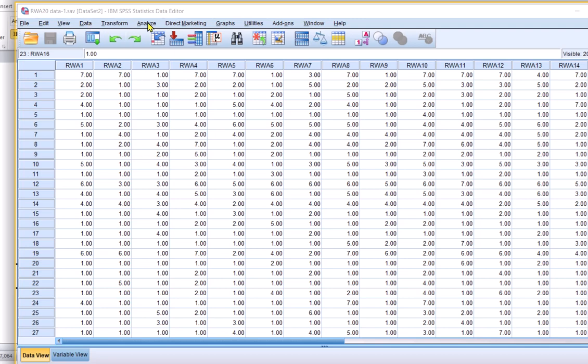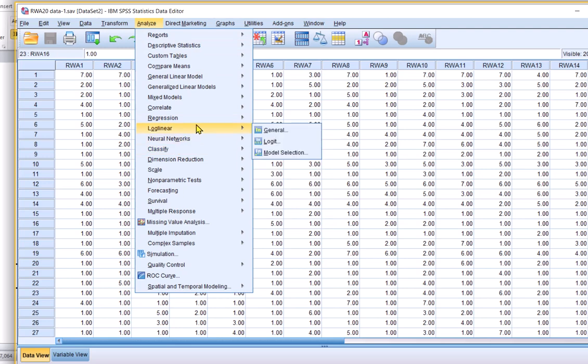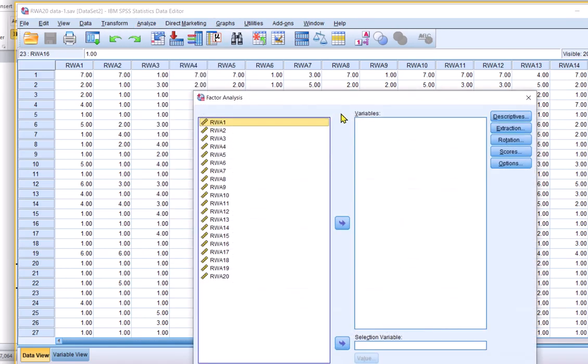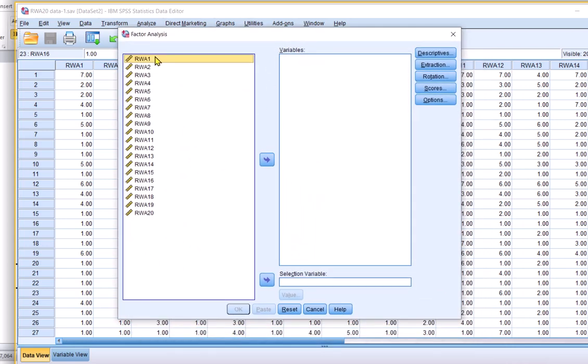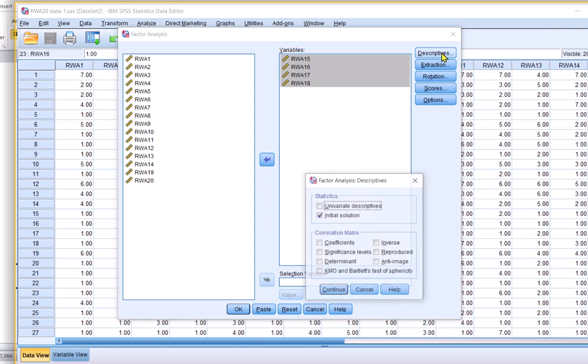So here's my data set, and to do a factor analysis, I open my Analyze menu, scroll down to Dimension Reduction. That's the option for factor analysis, and here's the factor analysis. When you click that, you get a pop-up, and we see the 20 items. We only want these 4 items, number 15, 16, 17, and 18. Take them over. You can highlight them all at once. Take them over here, and we want to check out our options.